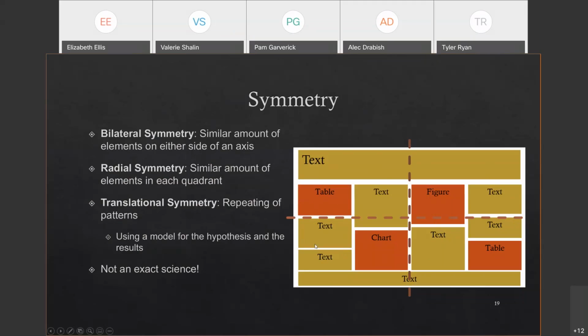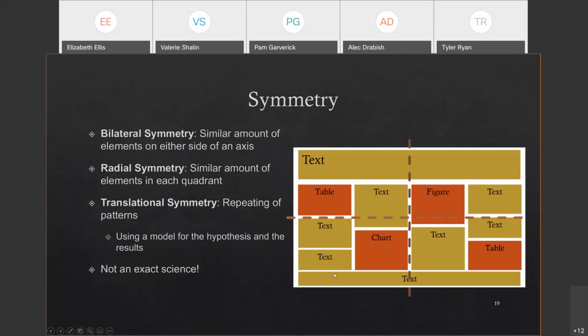If I present my hypothesis as a figure, as a graphical model, and I go to talk about my results, I should repeat that graphical model as a way of explaining how the results relate to my hypothesis. If I use certain wording for something, that should translate over to the next section where I talk about that wording. So having that symmetry helps the flow. That's translational symmetry, the repeating of patterns.